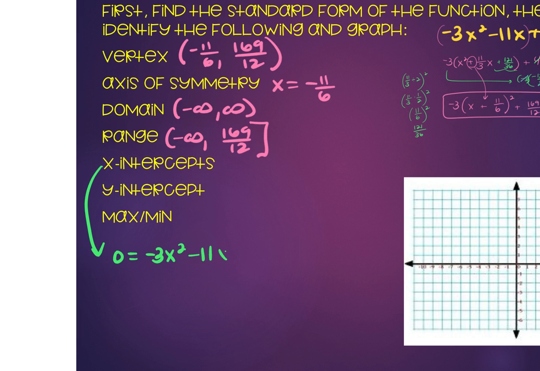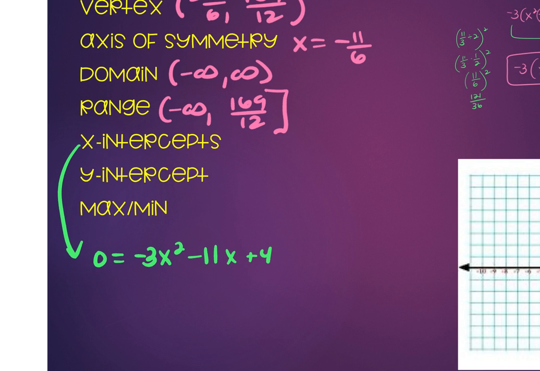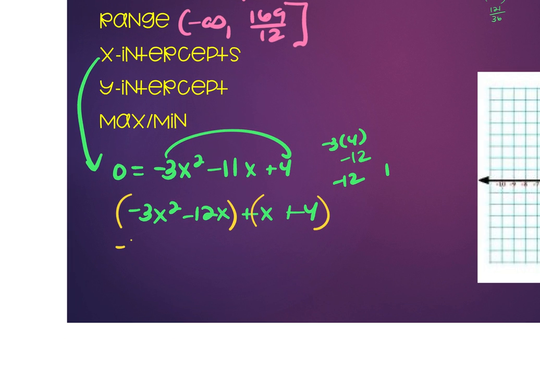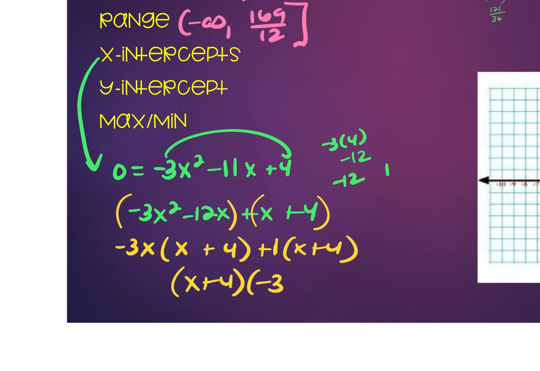To find your x-intercepts, you're going to set it equal to 0 and factor it. So -3 times 4 is -12. Factors of -12 that sum to -11 are -12 and 1. Replace your middle term with those two, -12x and x plus 4. I got 4 terms, factor by grouping. From the first one, I took out the -3x. So it should be -3x times x plus 4. And then the x plus 4 is already there. So there's a 1 in front there that's hidden, but it's there. X plus 4 times -3x plus 4 is how that factors. Set it equal to 0, and I get -4 for the first one, and then 1/3 for the second one.